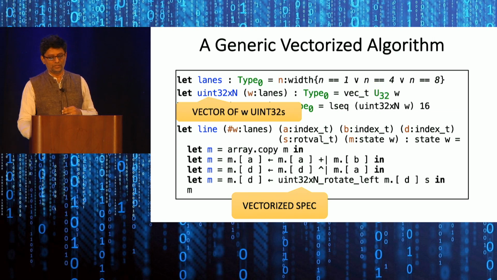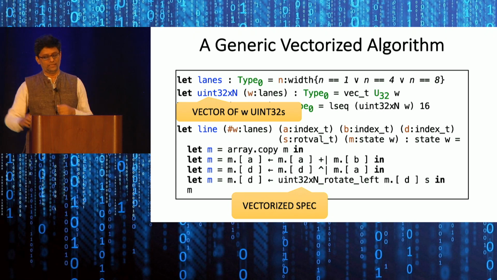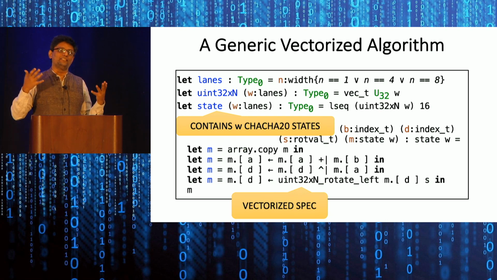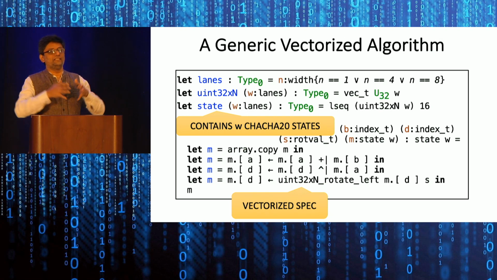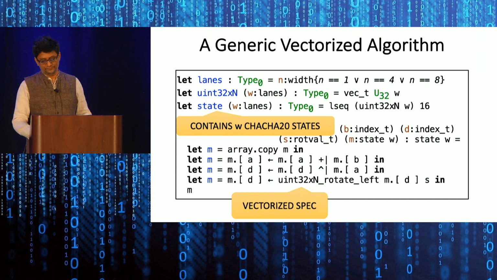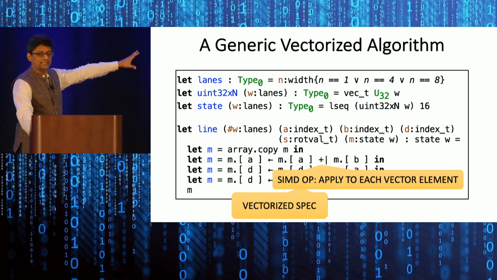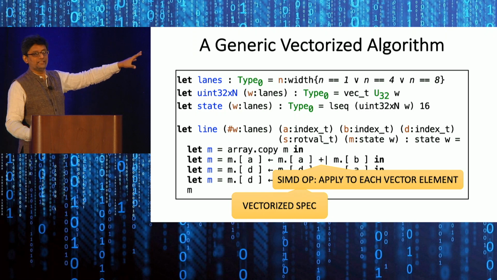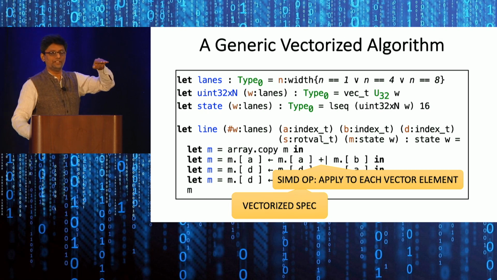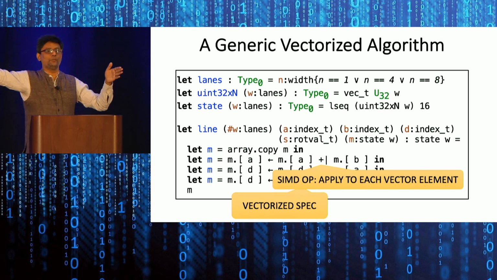Then we define a type called U32xN, which means it is a U32 vector of size W. And our state basically becomes a sequence of these vectors. But if you think about it, the state is now internally representing W copies of the scalar state. So there are W independent scalar states that are included in one vectorized state. The code for line looks almost exactly the same, except that it is parametrized by the number of lanes W as the first parameter. And every operation that we are doing there is now a SIMD operation and not a U32 operation. So it just means please do the same operation on every lane.